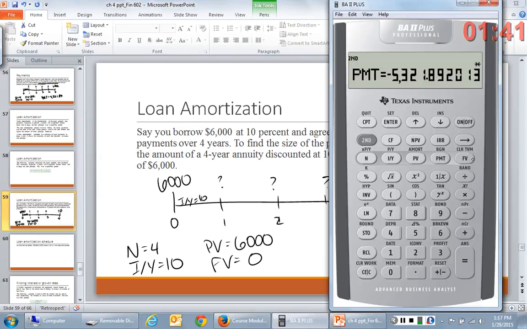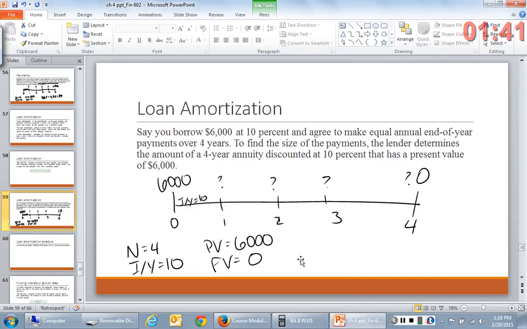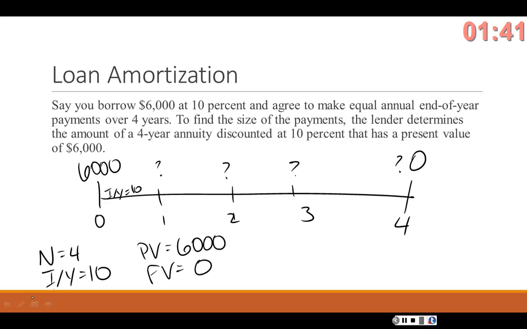So first step is to clear your time value of money. N is 4. The interest rate is 10. The present value is $6,000. You've received $6,000, so positive. The future value is 0, and we want to compute our payment. So we have to pay $1,892.82 every year for 4 years to have this repaid in 4 years.